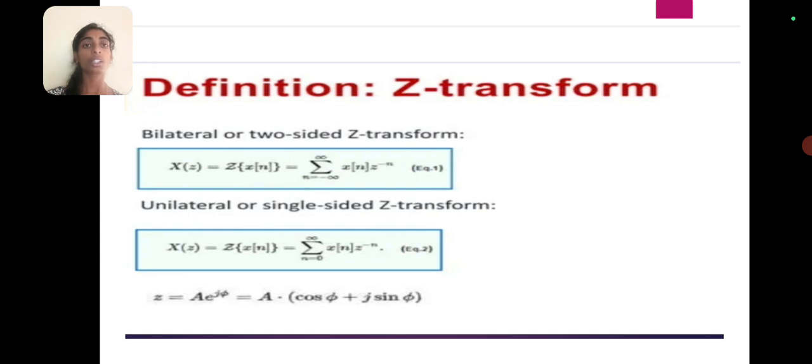Definition: Z transform. Bilateral or two-sided Z transform: X(z) = Z{x[n]} = summation of n equals minus infinity to infinity x[n] z^(-n). Equation 1. Unilateral or single-sided Z transform: X(z) = Z{x[n]} = summation of n equals 0 to infinity x[n] z^(-n). Equation 2: z = a e^(jθ) = a (cos θ + j sin θ).